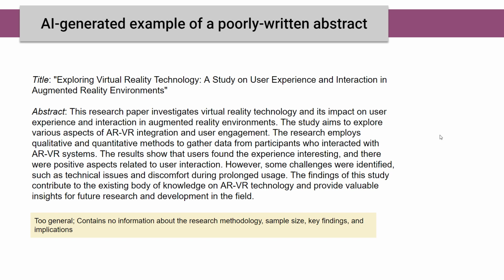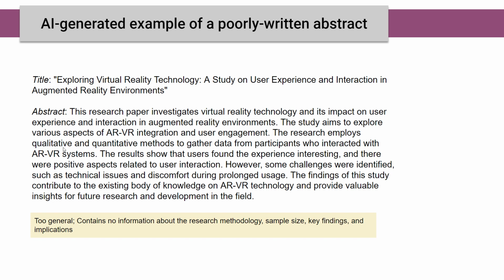So if you read it, in fact, the title itself is quite vague, right? It doesn't really specify what technology was actually proposed. Sounds more like a study paper and not a research paper. "This paper investigates the VR technology and its impact on UX and interaction in augmented reality environments." Okay, first sentence is okay. "The study aims to explore various aspects of AR/VR integration and user engagement." So what aspects? It does not say.